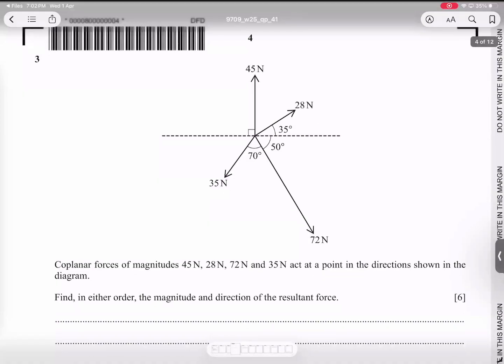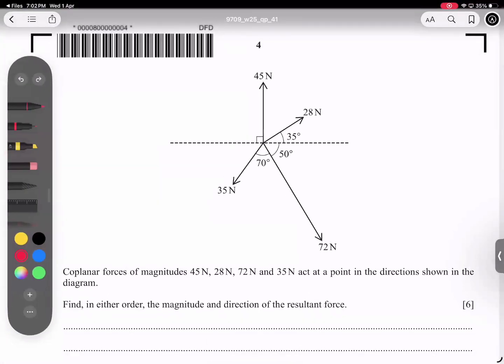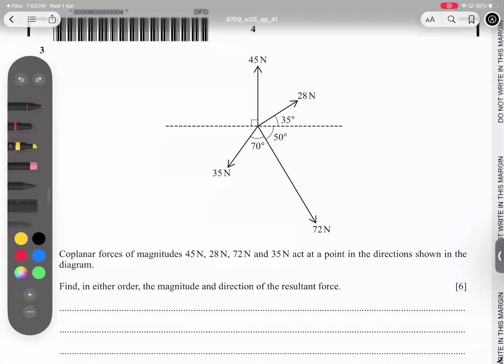Question number 3 we have, and it says that 4 forces are given. You can see clearly 4 forces are given. And we need to find the magnitude and direction of the resultant force. Okay, so let's try to do it. First of all, I will resolve the forces.